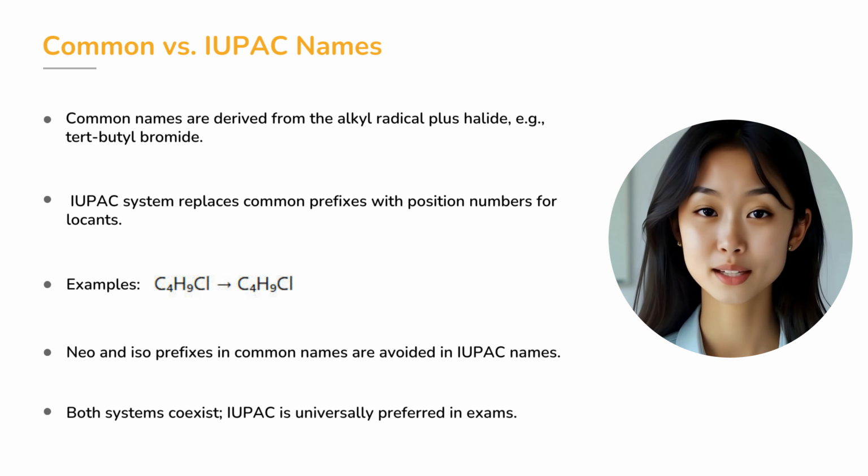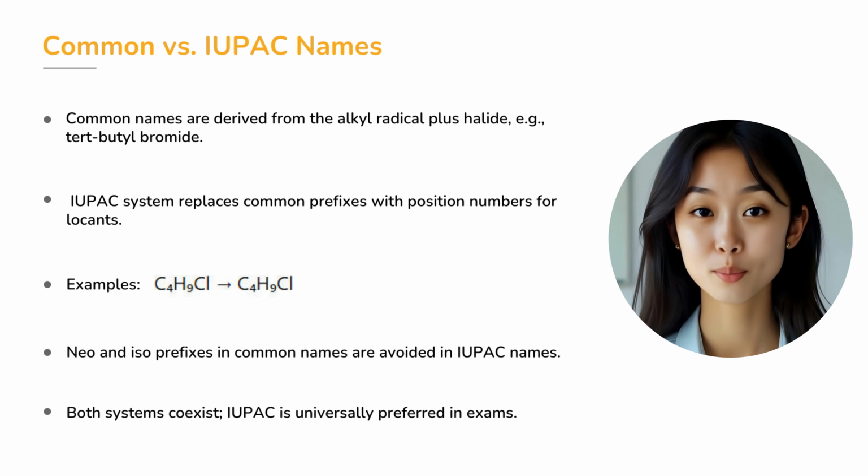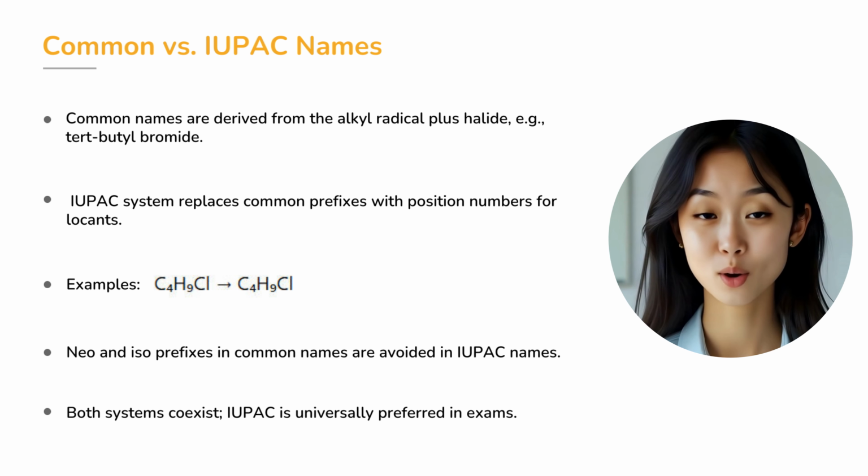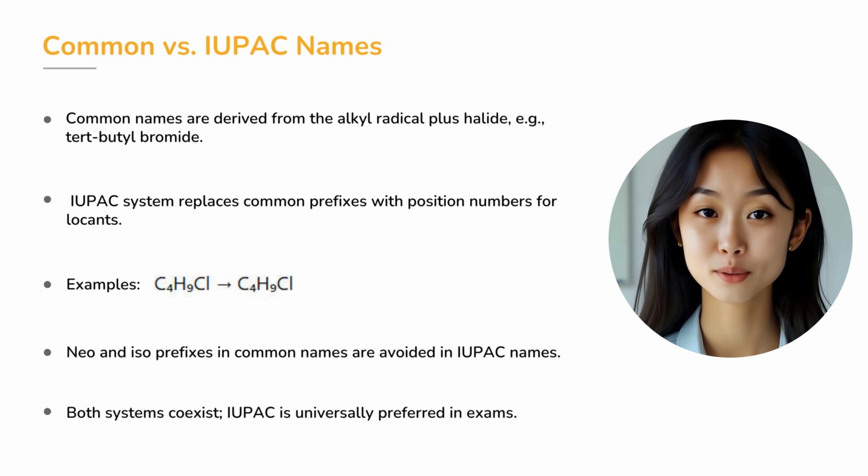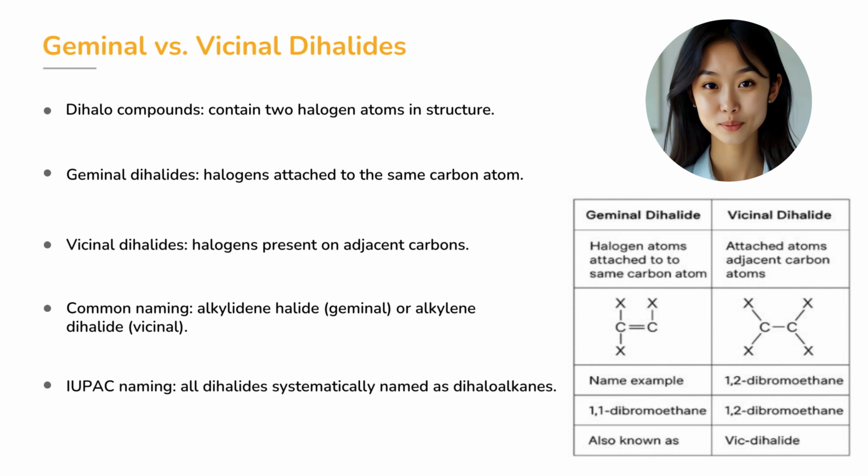Similarly, neopentyl bromide is renamed as 1-bromo-2,2-dimethylpropane. Notice how common prefixes like iso, sec, tert, or neo are avoided in IUPAC. That's because the IUPAC system replaces them with precise numbering of carbons. Remember this for exams. Often you'll be asked to convert from common to IUPAC names.